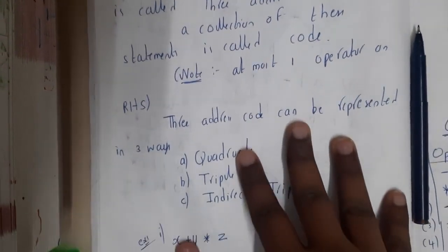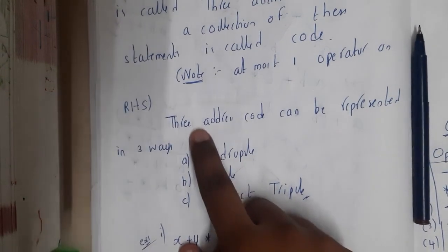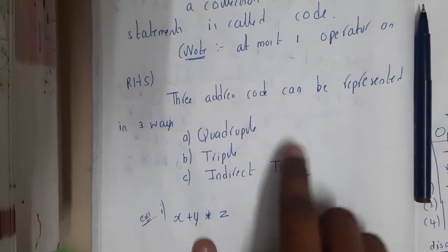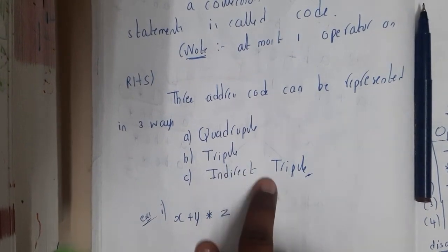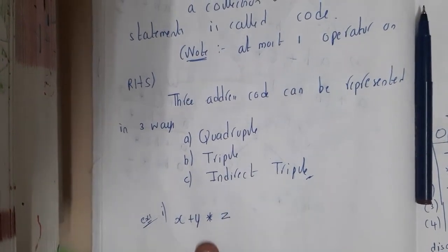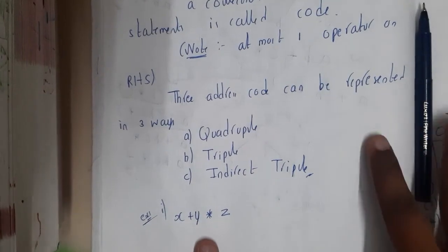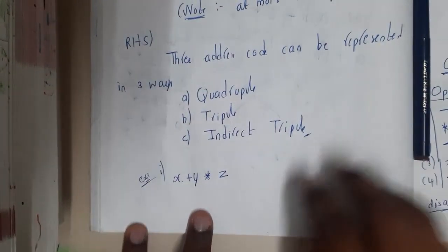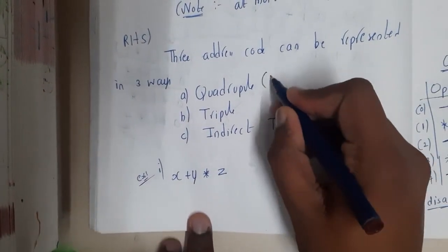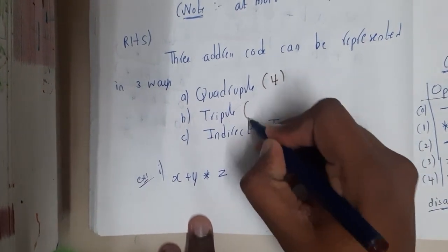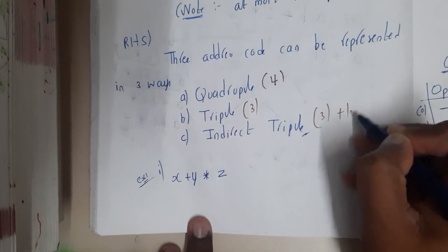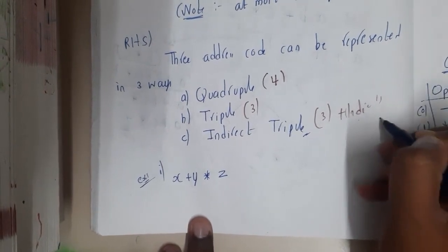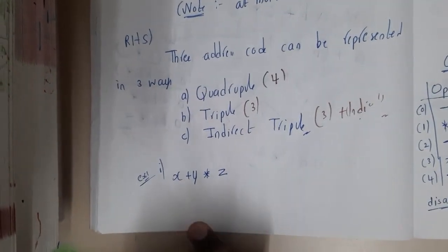Three address code representation can be done in three different ways, guys: quadruple, triple, and indirect triple. Quadruple is indicating the number 4, right? Triple means 3. Indirect triple is triple plus indirect. So please understand this terminology, guys, because this terminology is really important.